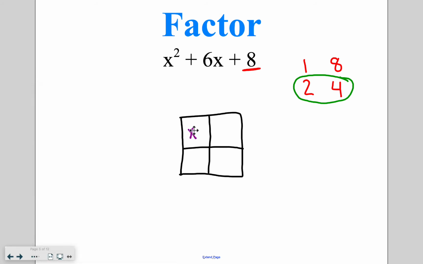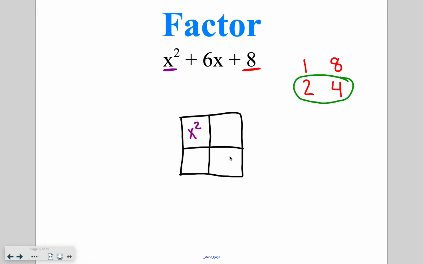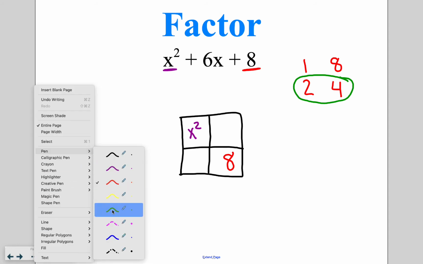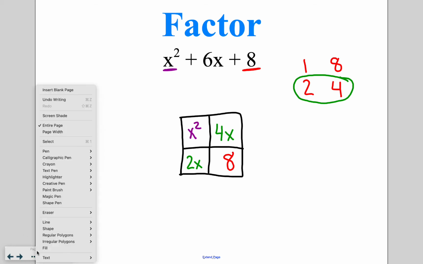So I've got x squared. In the top left corner of your box is always going to be the first piece of your trinomial. In this bottom right corner is always going to be your back factor. And then this 6x needs to get split up into these two boxes. How are we going to split that up? Well, that's where these factors come into play. I can put 2x and 4x, or I could have switched those values. I'll show you why in a minute.